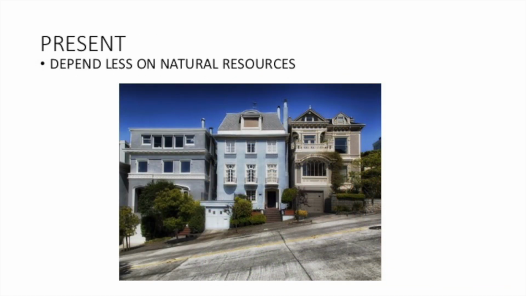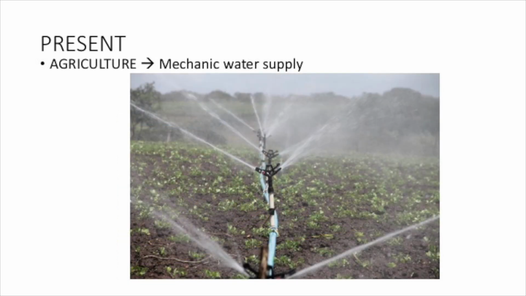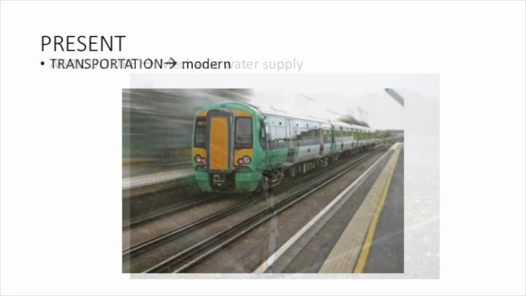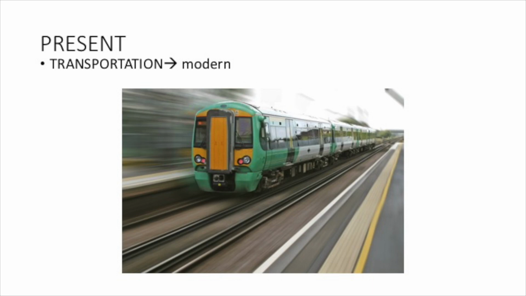But now, because we have big cities where the natural resources can be transported to, that means we don't need to live near them. The natural resources like water and electricity come to us when we turn on a tap or switch on a light. And with farming too, or agriculture, now we have machines to help us water the crops. That means we don't need the animals to do it for us all the time. And modern transportation brings trains.